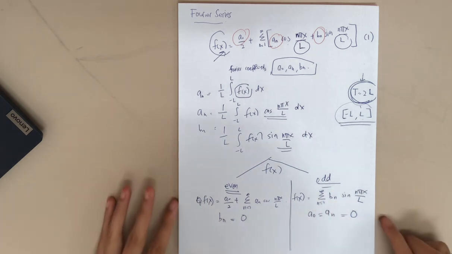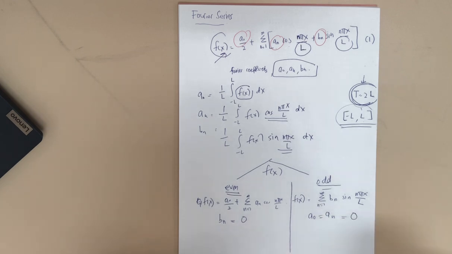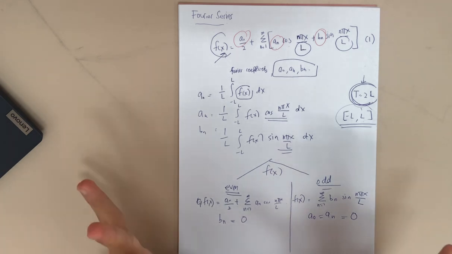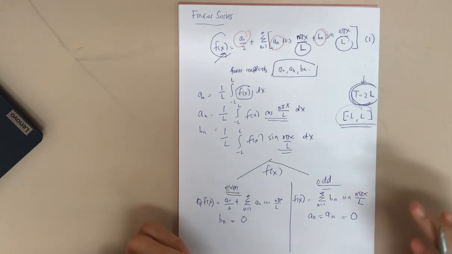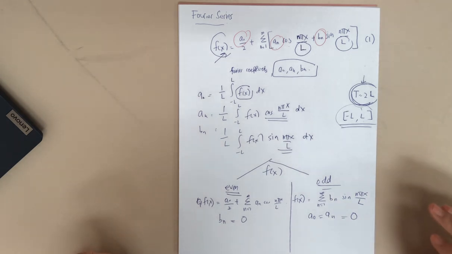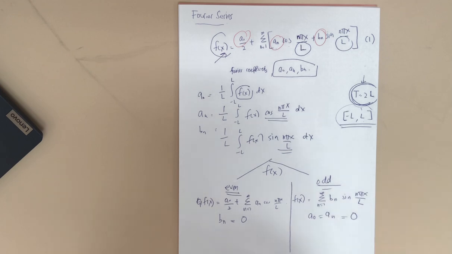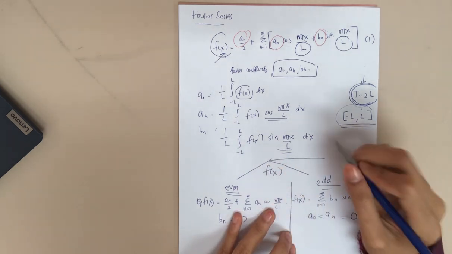Because you also have the cases where your function is neither, which means it is not even and also not odd. For that case, you need to be more patient, because the calculation is quite long. Because of what? So they have another case, neither.